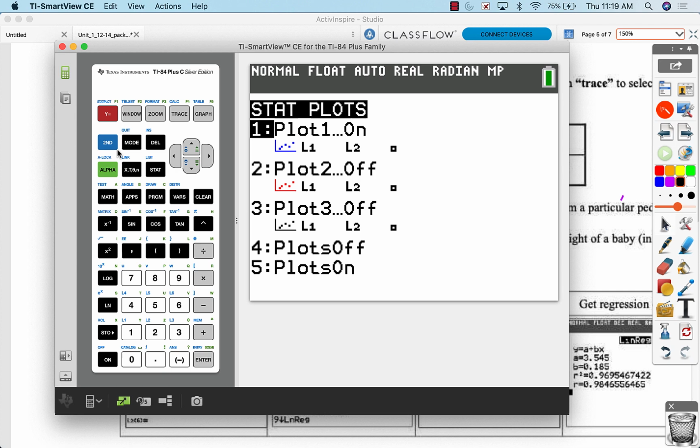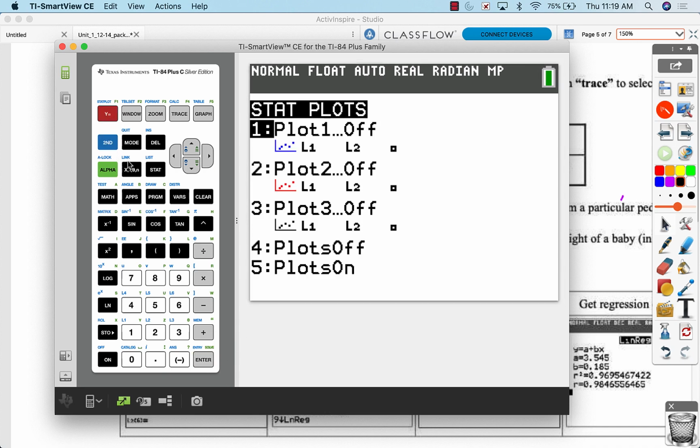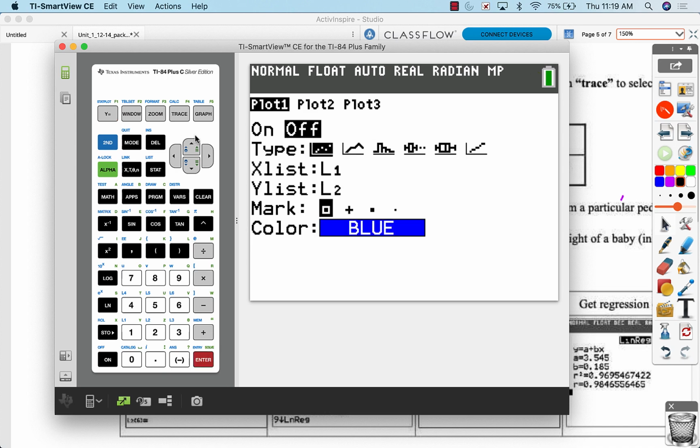Now do second y equals. There's 3 plots. I only want 1 plot on, so I want plot 2 and plot 3 off. Don't worry about 4 and 5. Plot 1 needs to be on. If it's off, you go into it and hit enter on the on button. See, now it's blinking on the on and it's highlighted.